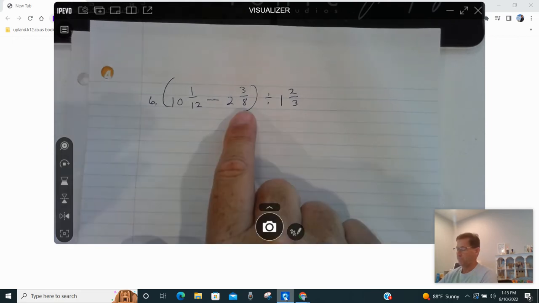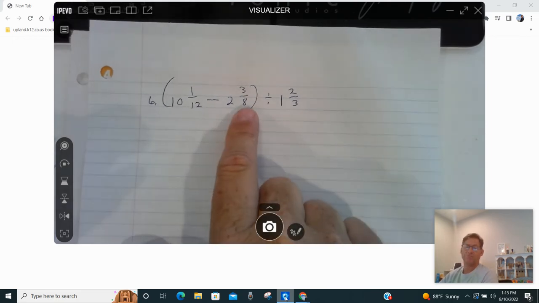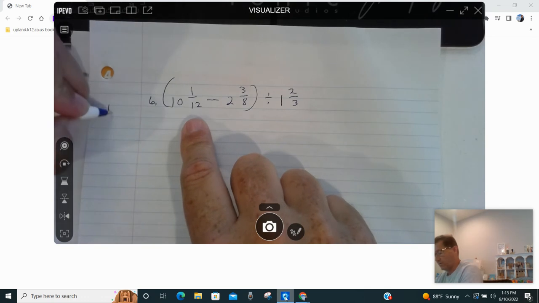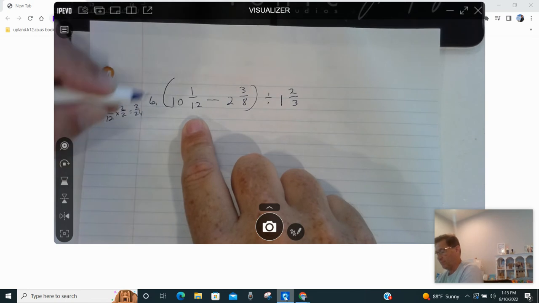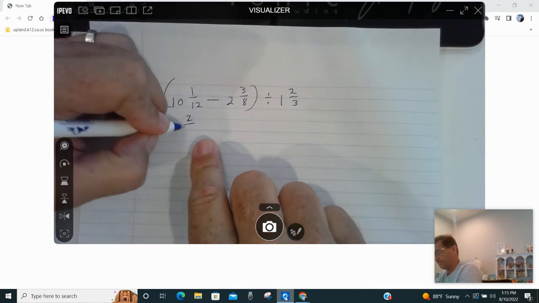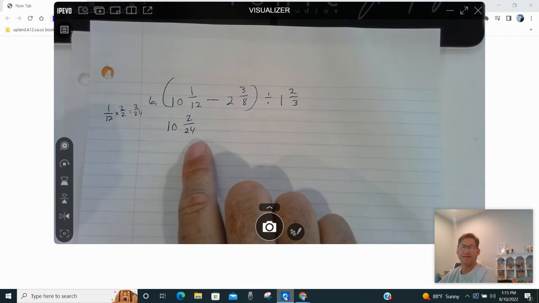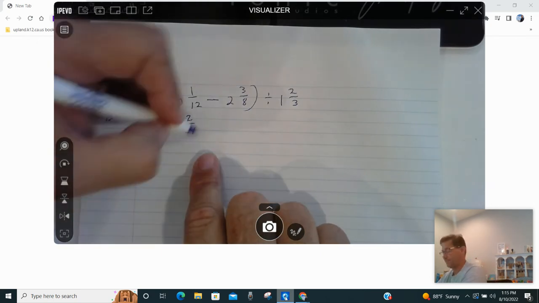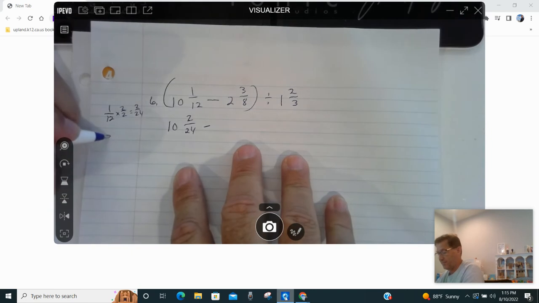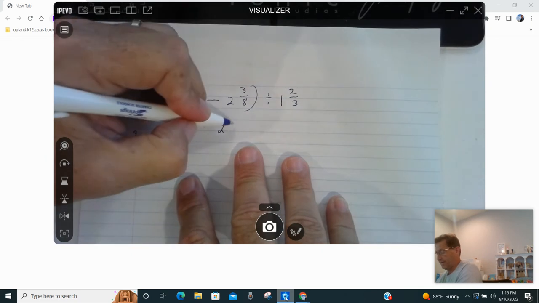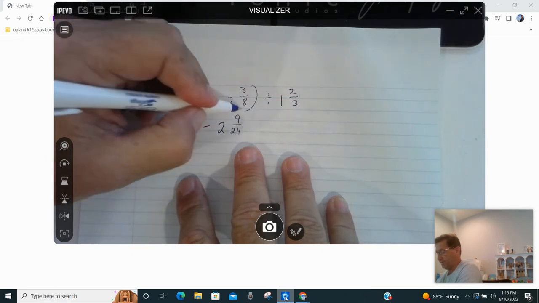All right, well, I know that the multiples of 8 are 8, 16, 24, and I also know that 12 can become 24. So I'm going to multiply 1/12 by 2 over 2 to get 2 24ths. So 10 1/12 is the same as saying 10 and 2 24ths. Minus 3/8, I can multiply by 3 over 3. So 2 3/8 is the same as 2 and 9 24ths.